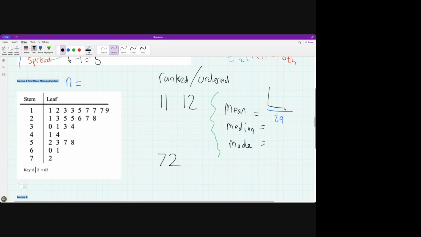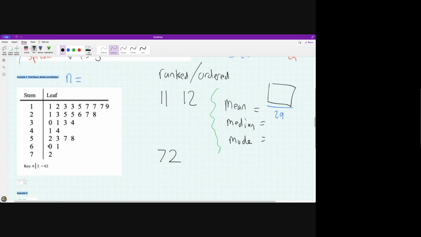Now we need to add up all these items. Who is going to help me with adding up all these items? We need to go 11 plus 12 plus, and all these types of things. At some point, we need to get this data set into our calculators.